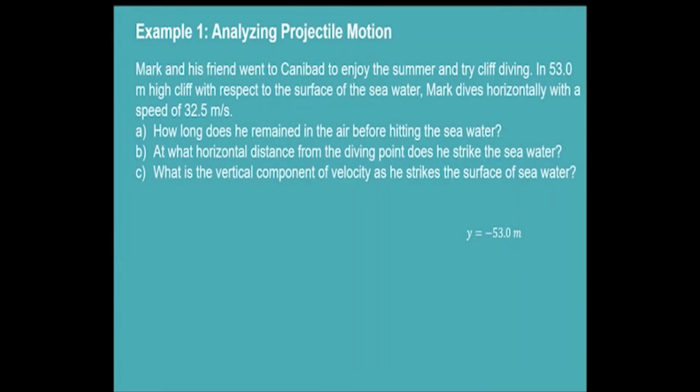Mark and his friend went to Canibad to enjoy the summer and try cliff diving. From a 53.0 meter high cliff, with respect to the surface of the water, Mark dives horizontally with a speed of 32.5 meters per second. Letter A: How long does he remain in the air before hitting the sea water? Letter B: At what horizontal distance from the diving point does he strike the sea water? And letter C: What is the vertical component of the velocity as he strikes the surface of the sea water?